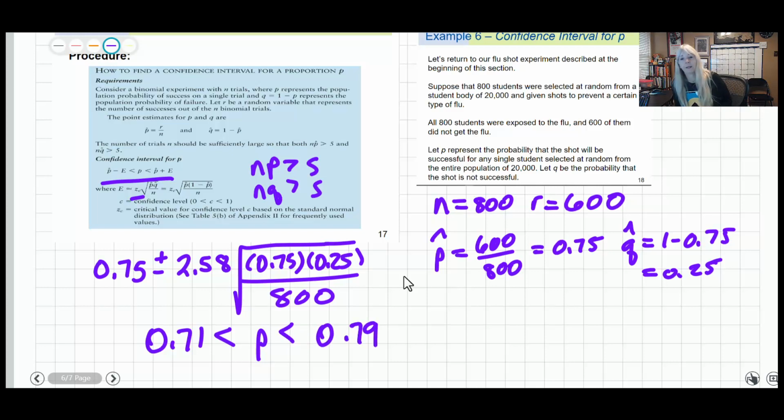So I am definitely saying I'm 99% confident that the probability of the flu shot being effective is this proportion of the time.